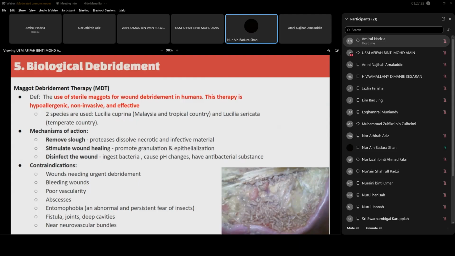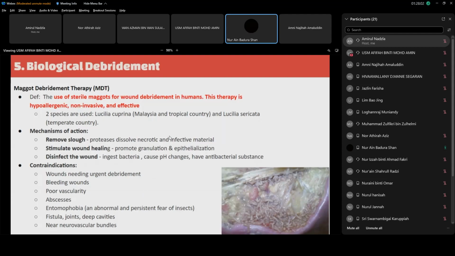Next is biological debridement. It is the use of sterile maggots for wound debridement in humans. This therapy is hypoallergenic, non-invasive, and effective. This one is also known as maggot debridement therapy, MDT. The two species that are usually used for this are Lucilia sericata and Lucilia cuprina.